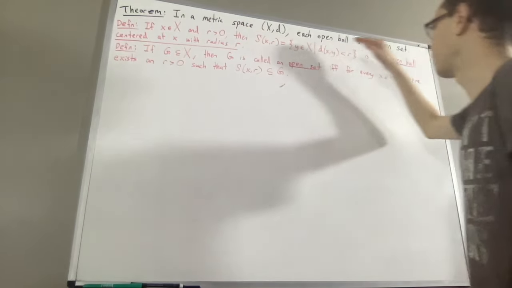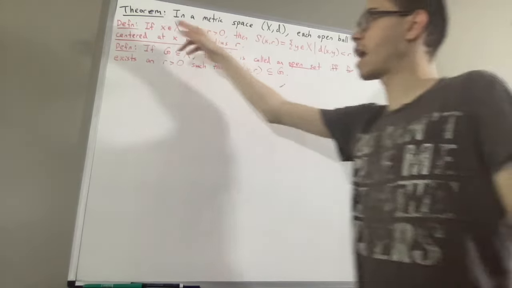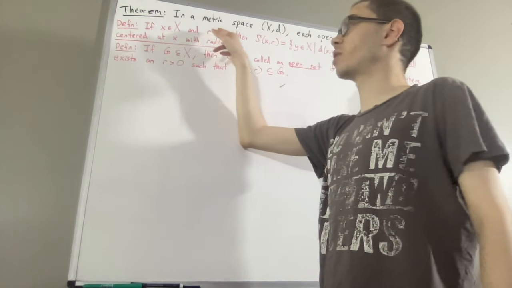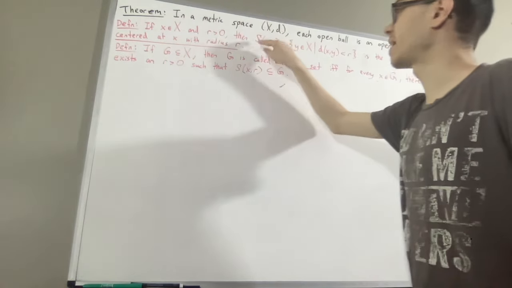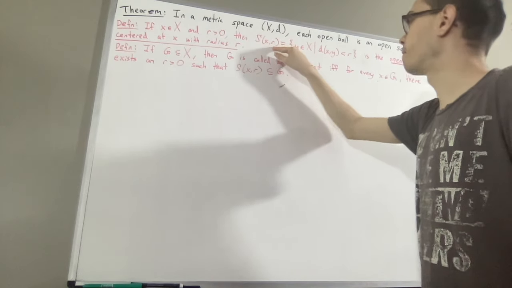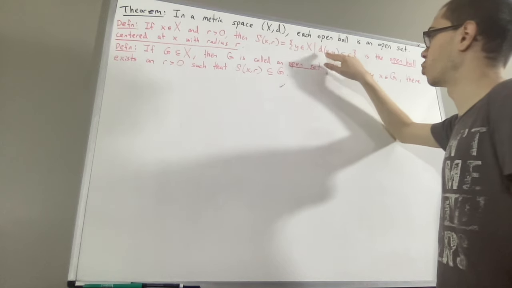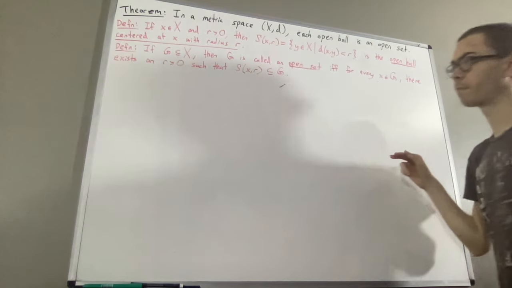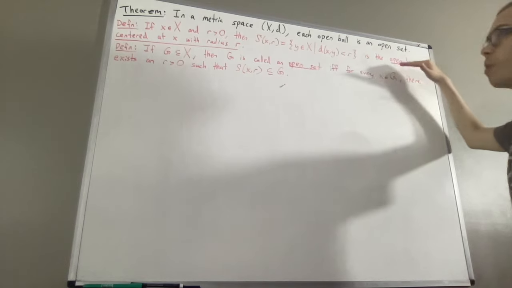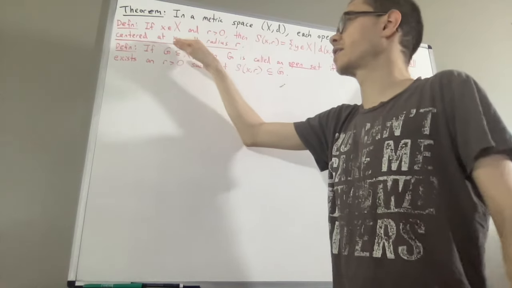So first, we have the definition of an open ball. If x is any point and r is greater than 0, then the set S of x comma r is defined to be the set of all points y such that the distance between x and y is less than r. Right, so this set is the open ball centered at x with the radius r.